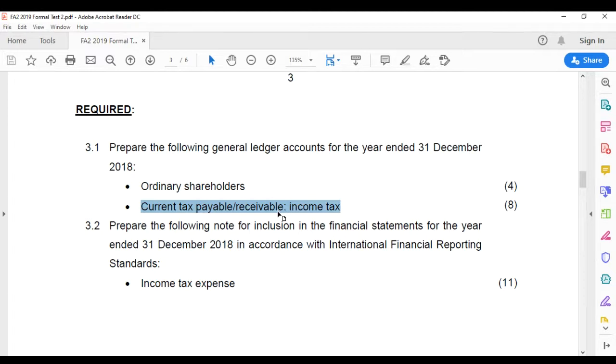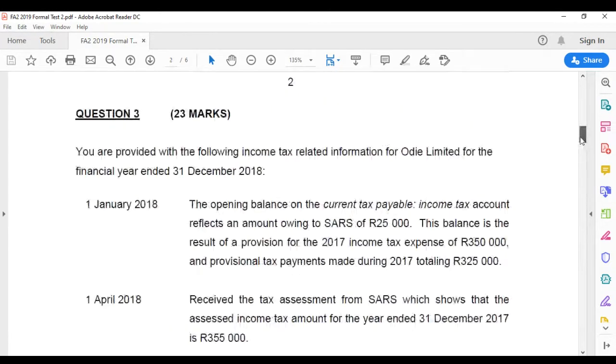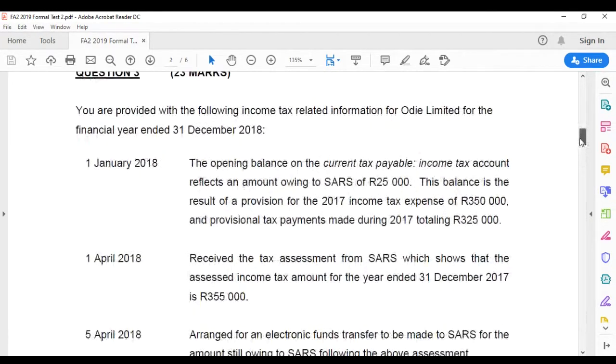So if it has a credit balance, you'll find it under current liabilities. If it has a debit balance, you will find it under current assets. So let's go and have a look at the information provided.